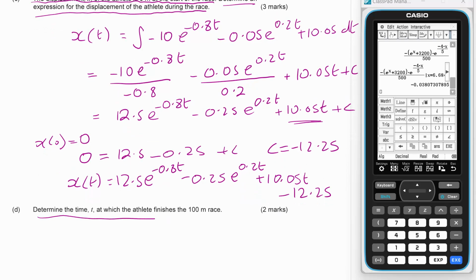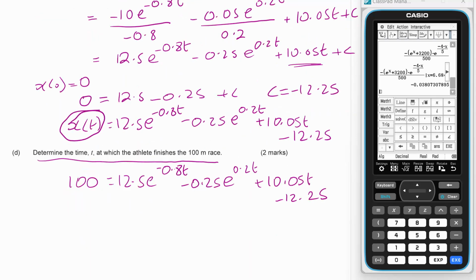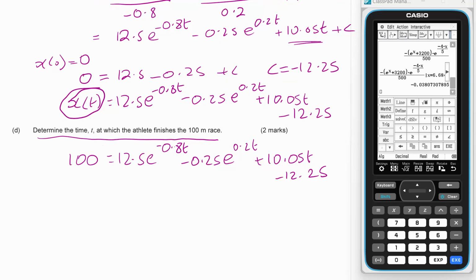Determine the time t at which the athlete finishes the 100-meter race. So what we need is for x to be 100. So we want to solve 100 equals 12.5 e to the negative 0.8t, take away 0.25 e to the 0.2t plus 10.05t minus 12.25. So we can just solve that on the calculator. It's easy enough to do. And if you do that, you'll find that t is equal to 11.41 seconds.